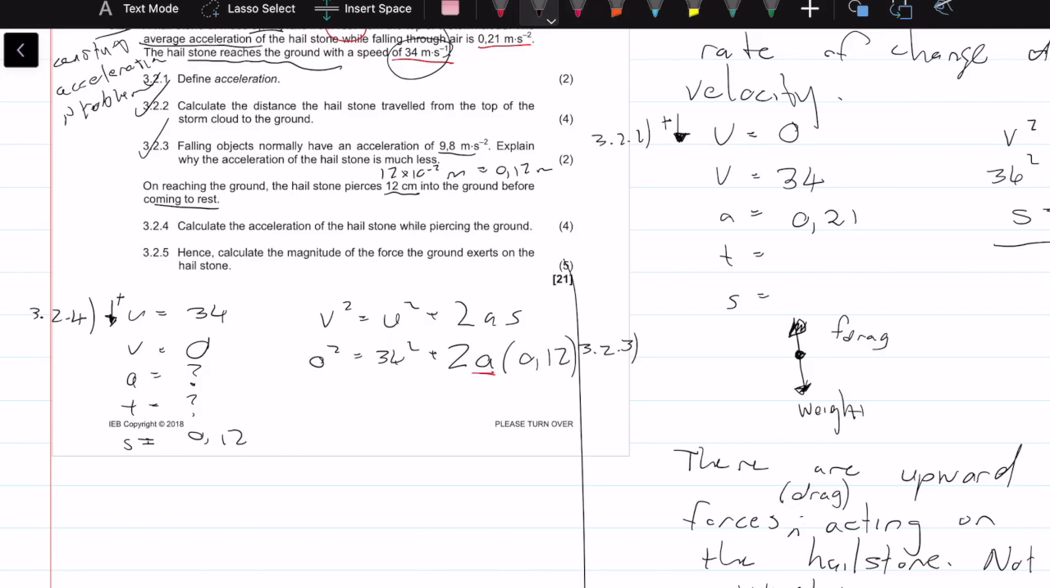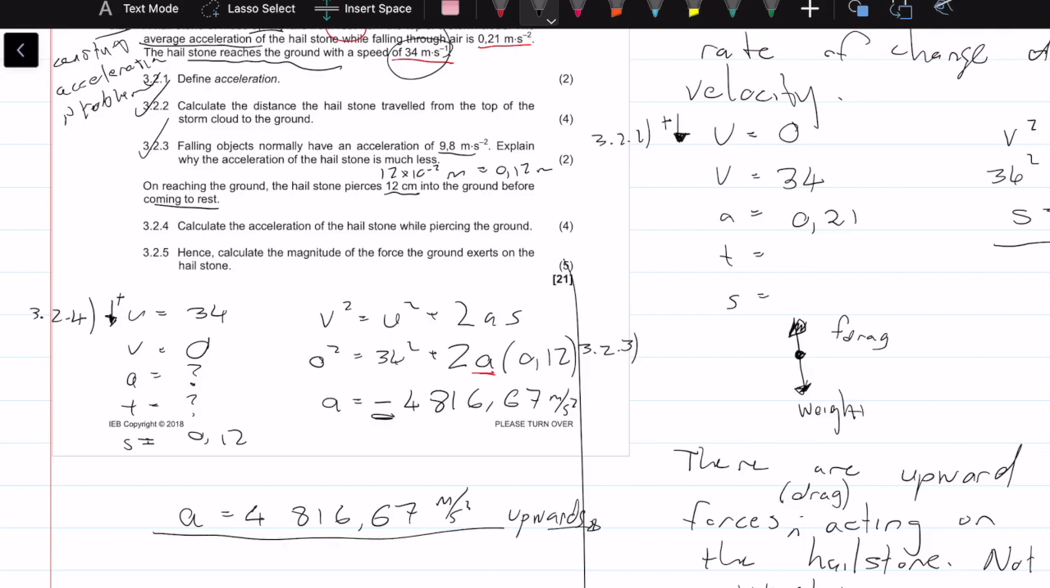And solving for a, we get a is equal to minus 4816.67 meters per second squared. What does this minus indicate? It just means it's in the opposite direction. So we can say the acceleration is equal to 4816.67 meters per second squared upwards. And that would be the final answer there. Cool stuff, and we get ourselves 4 marks.